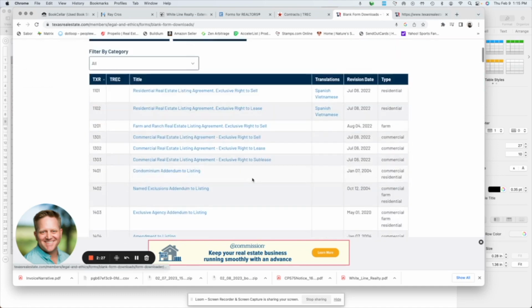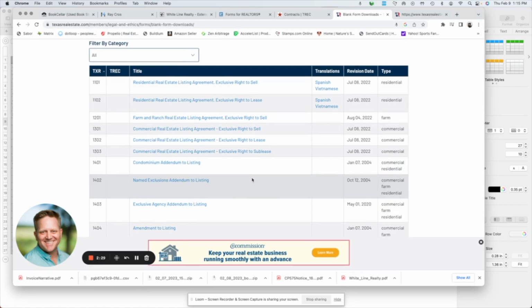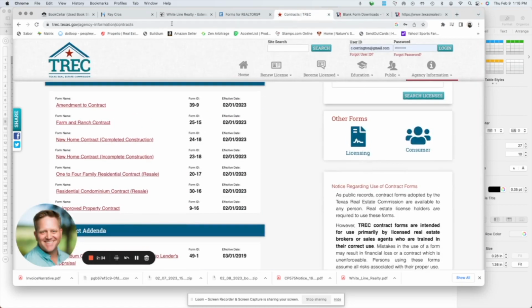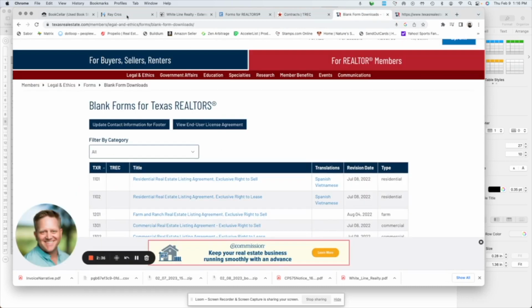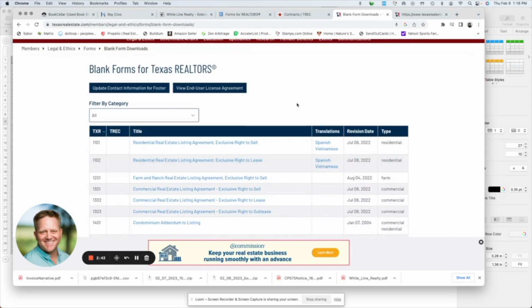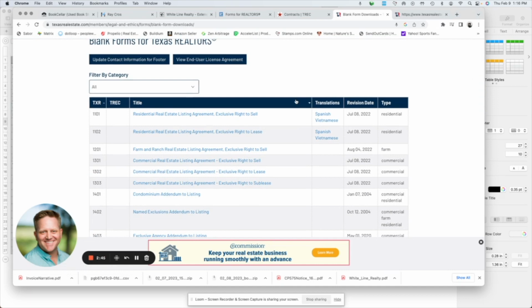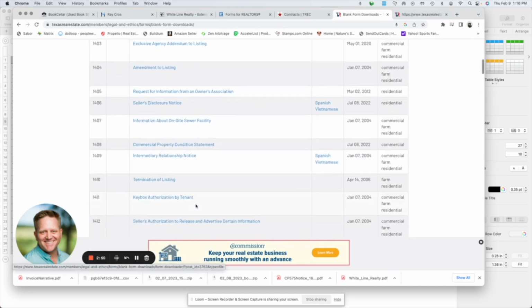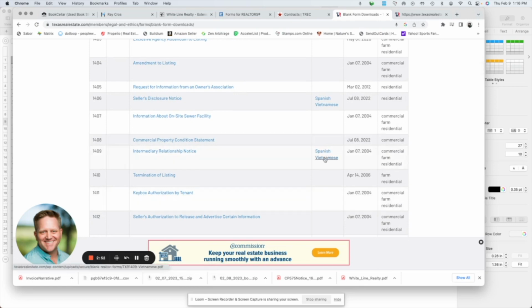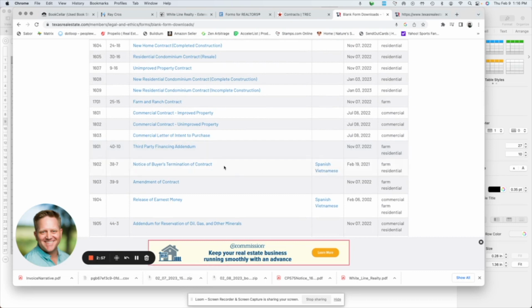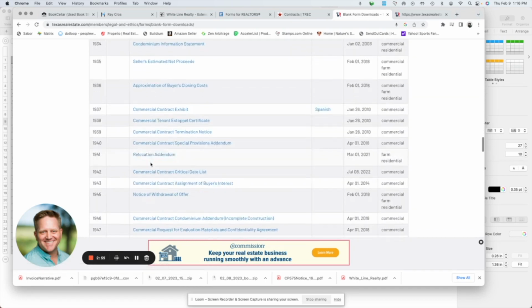So if you need one of these very specific forms, all you have to do is come to either the TREC website, once again, agency information/contracts, or you're going to come to members, legal and ethics, form blank downloads. For this one, I did have to log in because you have to be a realtor to access these particular things. These are just a little bit more specific. You can print out a blank one, and find Spanish and Vietnamese translations, which I think is kind of interesting. They didn't do it on all of them, especially Vietnamese in Texas, but oh well, it works, I guess.